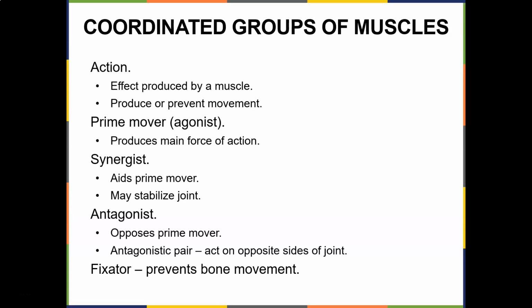Antagonist opposes prime mover. Antagonist pairs act on opposite sides. So the triceps would be the antagonist in this situation. And a fixator prevents bone movement. That can be at the scapula.